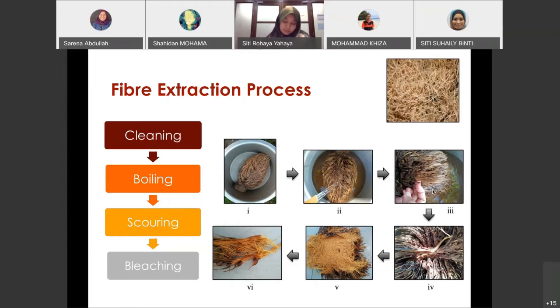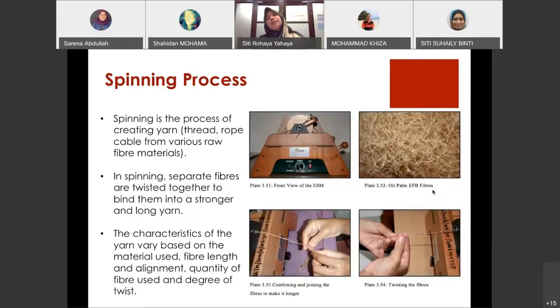The bleaching process is aimed to whiten the loose fibers, yarn and fabrics, and prepare them for subsequent color applications. Before we dye the fibers, fabrics or yarns, we need to bleach the fibers. And then after that, we go for the spinning process.